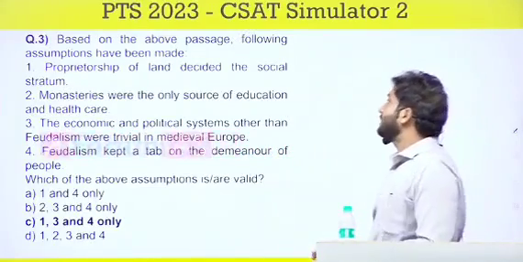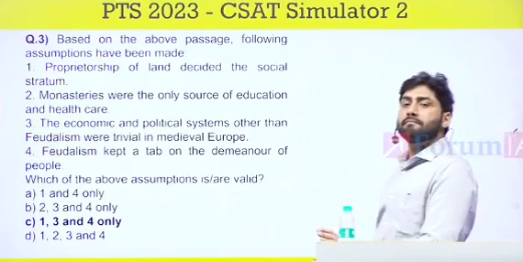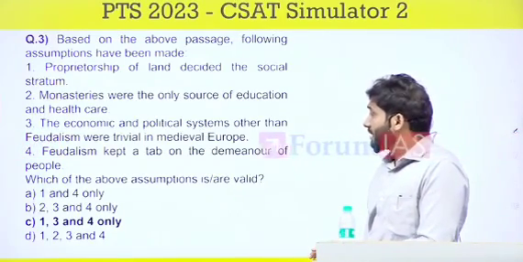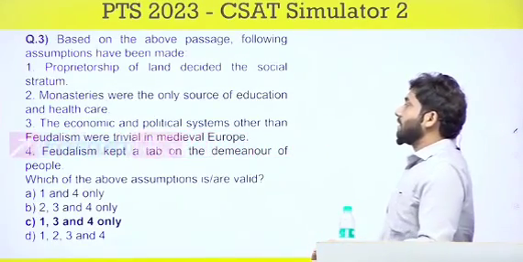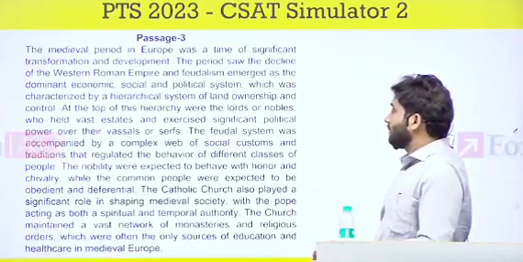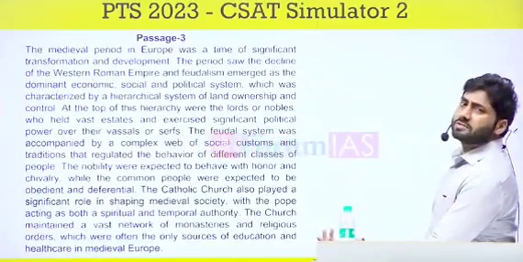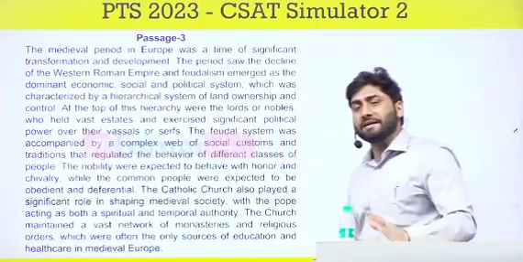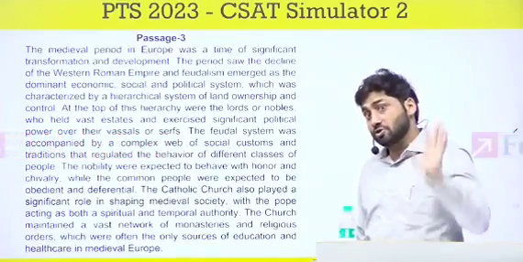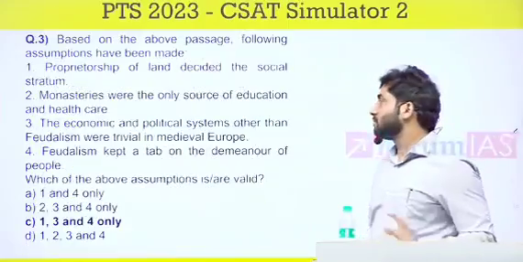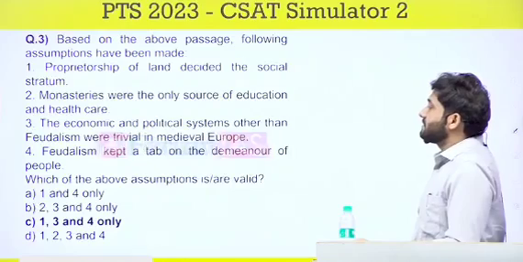Now, proprietorship of land decided the social stratum. Monasteries were the only source of education and healthcare. It was mentioned in the end. The Catholic Church has a lot of monasteries, and they were the only source of education and healthcare. But if you go back, it says often only source. So more or less only source, but it's not excluding completely the other options. There might have been insignificant other options as well, but otherwise the majority were these monasteries. So this also goes a little to the extreme side. But anyway, let's see the other options.